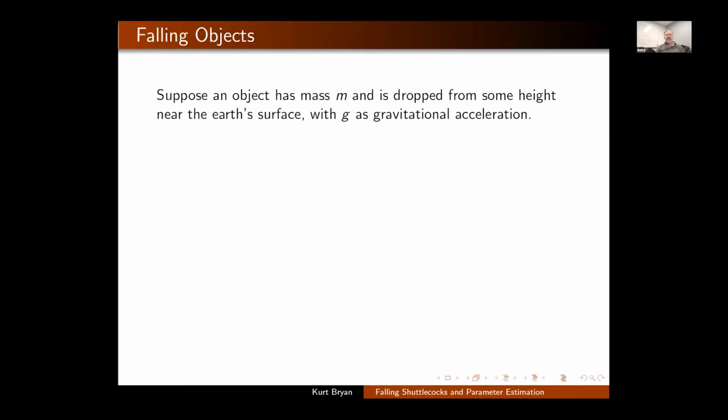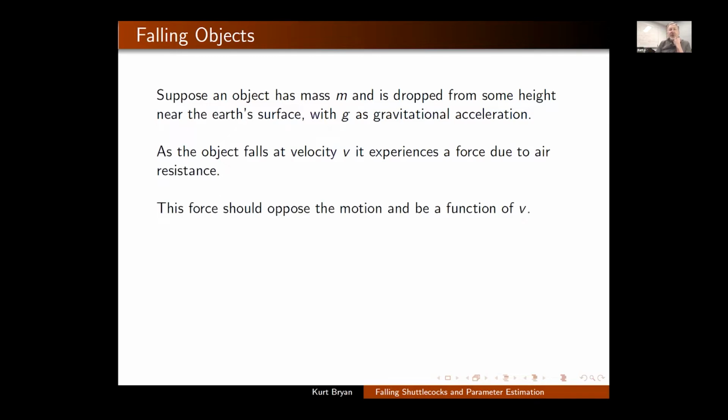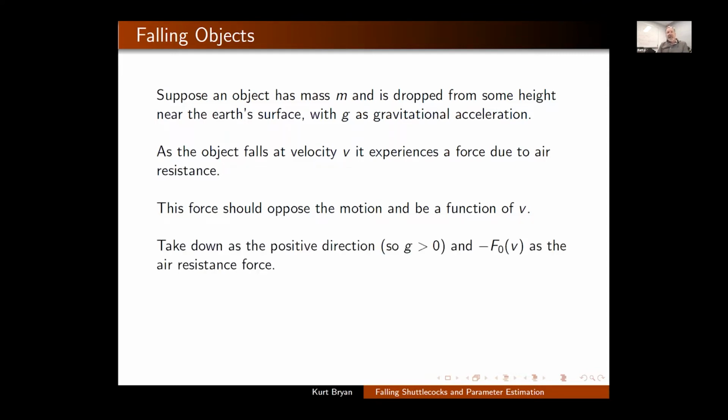So here's the situation. An object of mass m, you drop it from some height near the Earth's surface, and it falls under the influence of gravitational acceleration. As it falls, it experiences a force due to air resistance, and that's what we want to model. Of course, that force should oppose the motion and depend on the velocity of the object. I'm going to fix the convention that down is the positive direction, so gravity will be taken as positive, and I'll use minus F naught of V, soon to become F of V, as the air resistance force.